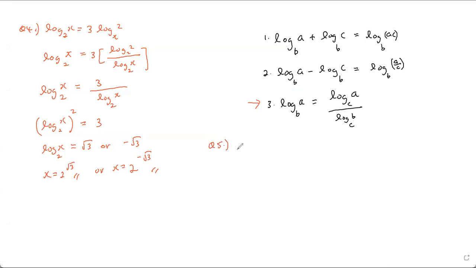Question 5. Log of 3x plus 1 base 9 equals log 2x base 3. Quite similar to question 4. We want to change everything to the same base. In this case, I would choose to change everything to base 3. So this is log 3x plus 1 base 3, divided by log 9 base 3.